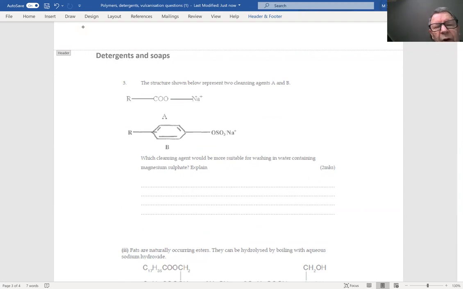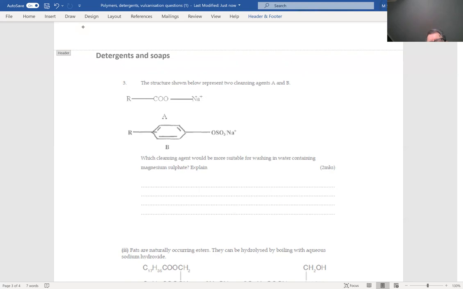Anyway, this one here is a soap. This one here is a detergent. So soaps are COONa and detergents are SO4Na. They've both got Na plus, but they're different. Kuna, as in Hakuna Matata, is a soap, and this one is a detergent.